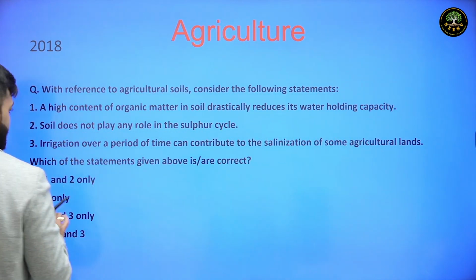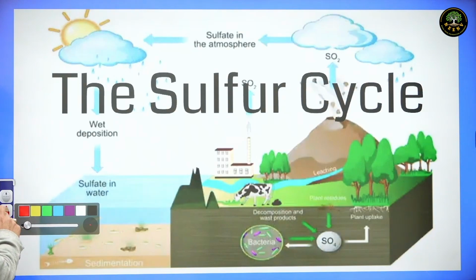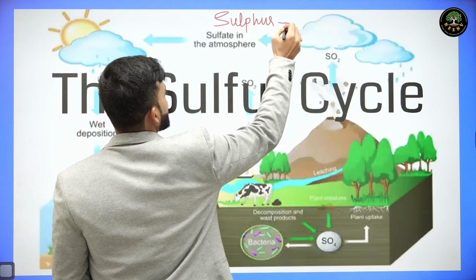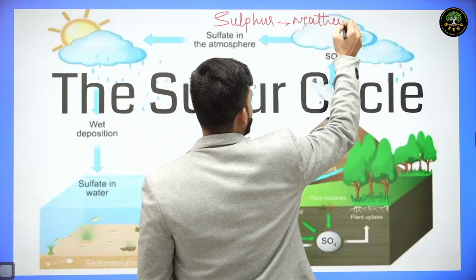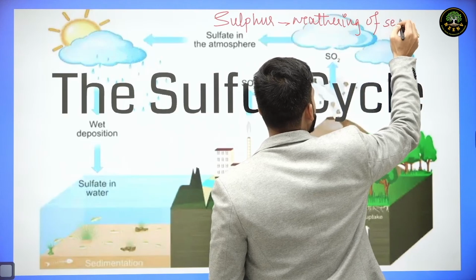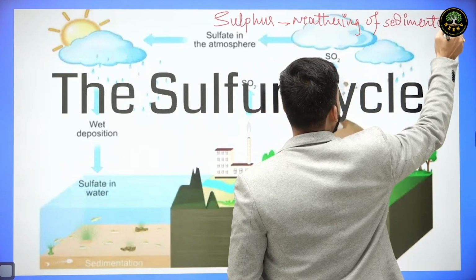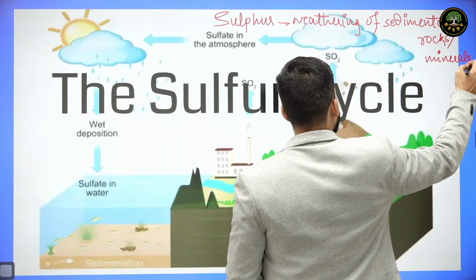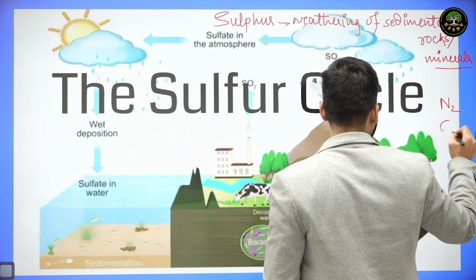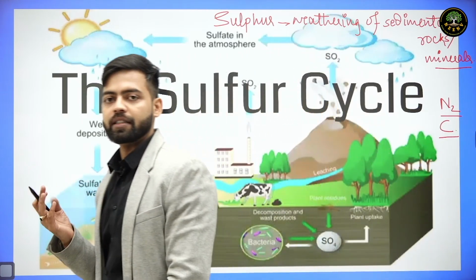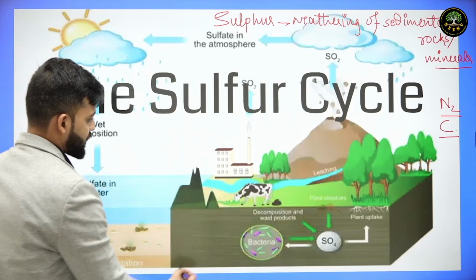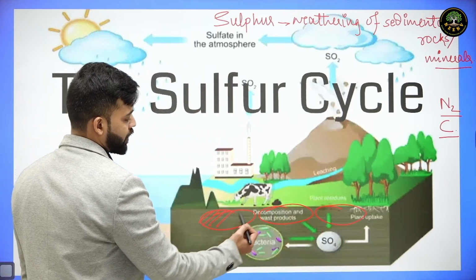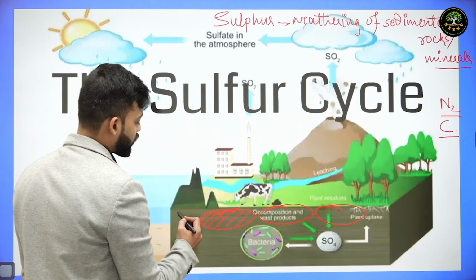Second statement, as far as sulfur cycle is concerned, sulfur is basically formed from weathering of sedimentary rocks or minerals. Sulfur is one of the three nutrients after nitrogen and carbon, which is formed in these three spheres, that is atmosphere, lithosphere and hydrosphere. If we see this sedimentary rock, because of mechanical action or chemical action, weathering can be done, which helps sulfur to get into the top layer of the soil.